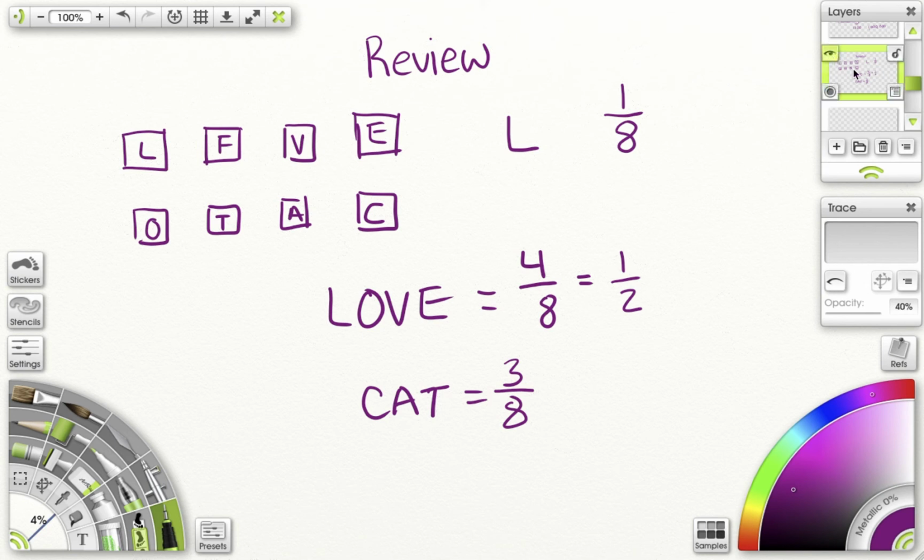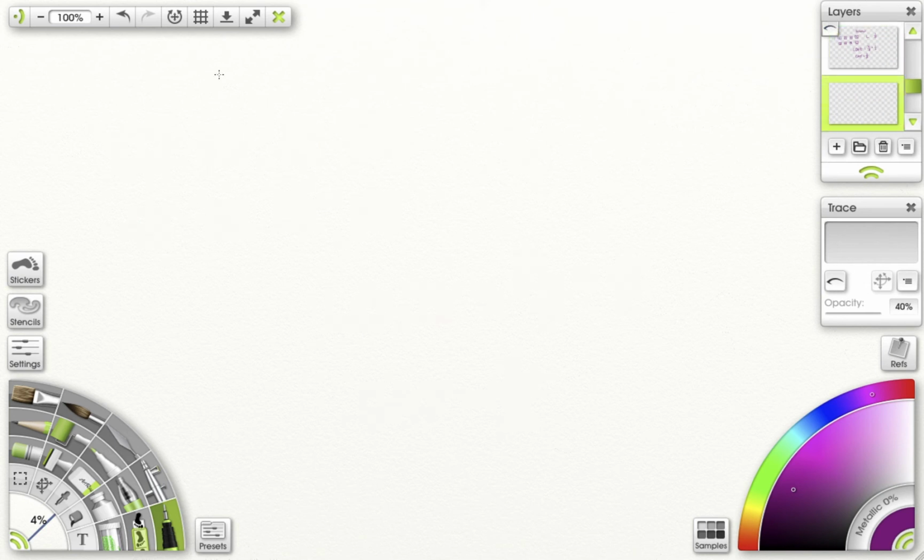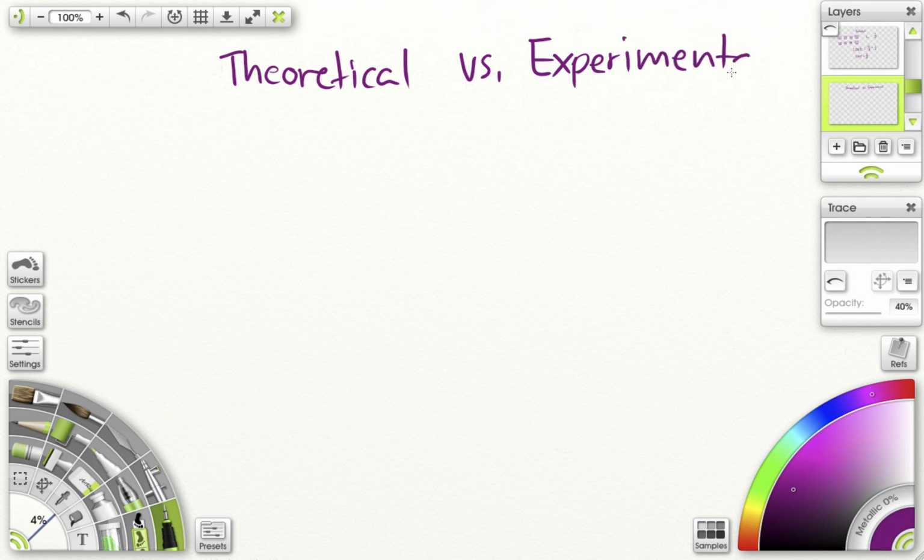Okay? Today what we're going to be talking about is theoretical versus experimental probability. What this means is theoretical is what we've been doing so far. So I'll give you an example. Let's say I was to flip a coin 10 times. What are my different options? I can either land on heads or tails if I flip a coin.